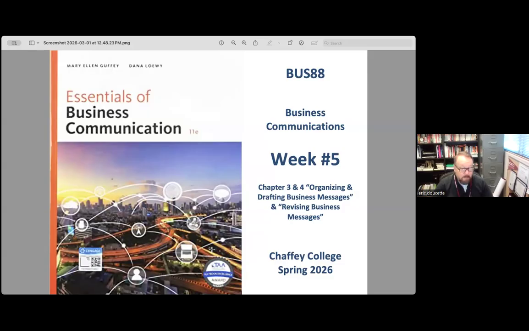And this week we're going to be covering 2 chapters. Typically we're going to be doing 1, but this week we're covering 2. That's because we're going to be looking at drafting business messages, and then the big one is revising business messages. And so we're going to be learning about, obviously, chunking our information. We're going to be learning about outlining our document. We're going to be learning a little bit about how to make your document readable and scannable.